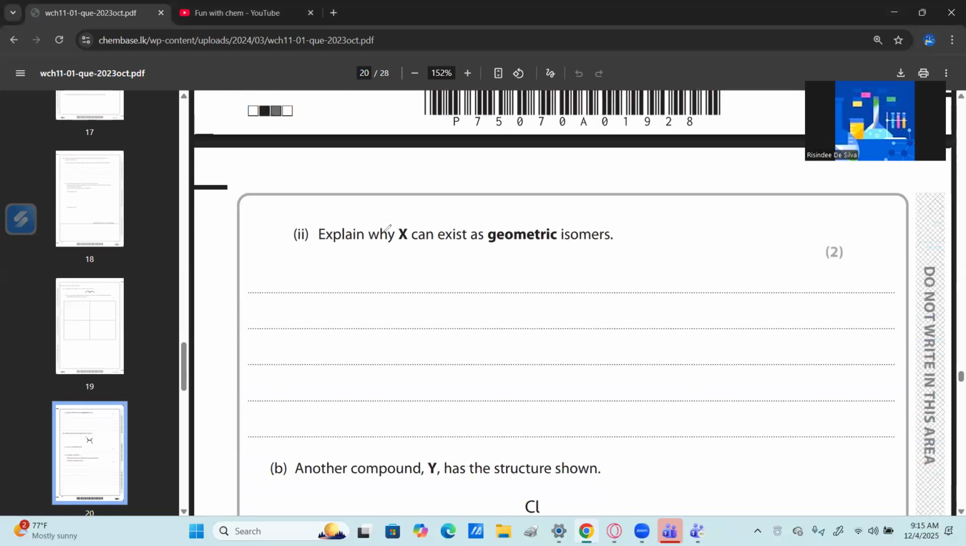Explain why X can exist as geometric isomer. So you mentioned about the limited rotation of the double bond and that one of the carbon in the carbon-carbon double bond shouldn't have identical group. So in the marking scheme they have given there are 2 different groups on each of the carbon atoms in the carbon-carbon double bond and the carbon-carbon double bond has restricted rotation.